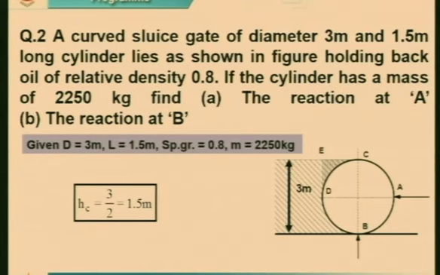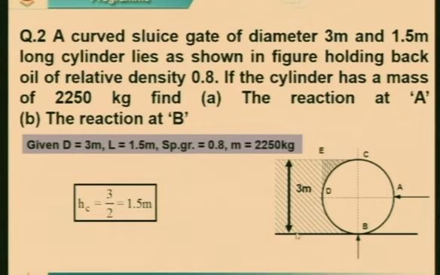What is the length? 1.5 meter. The long cylinder lies as shown in the figure, holding back oil of relative density 0.8. If the cylinder has a mass of 2250 kg, find the reaction at A and the reaction at B. Can you read the statement? The question is asking you what is the reaction at the point A, and at the point B.